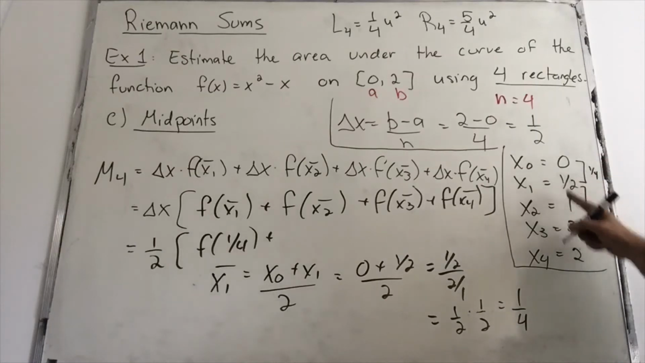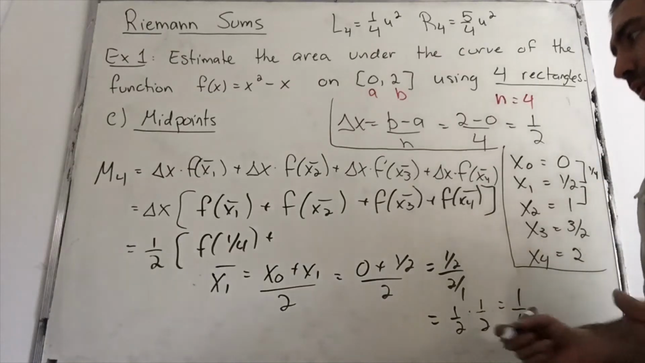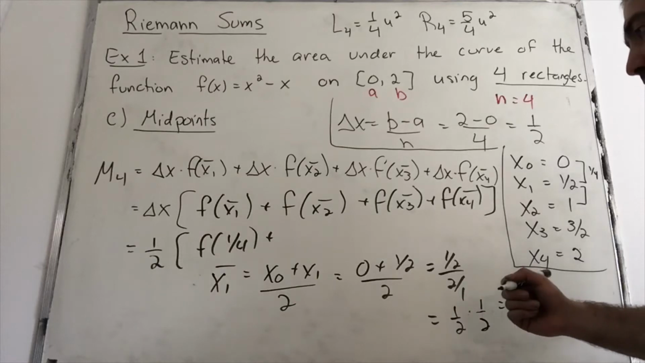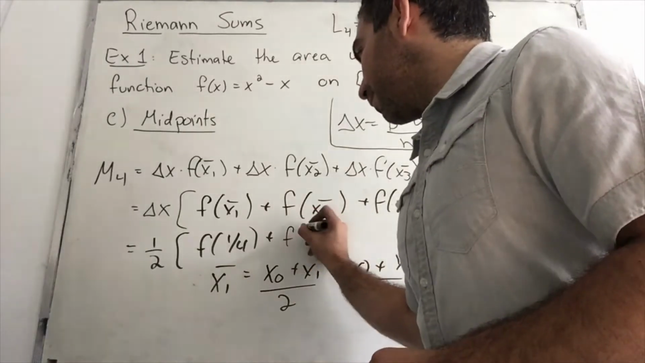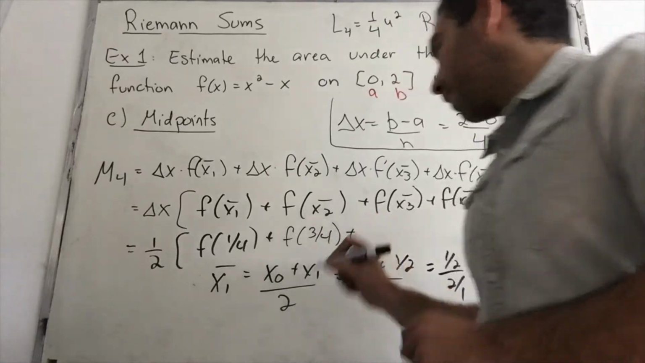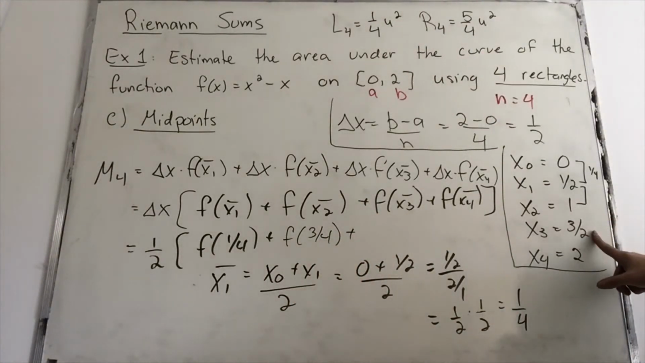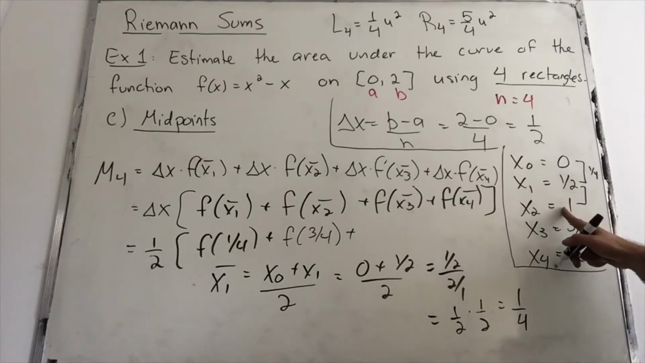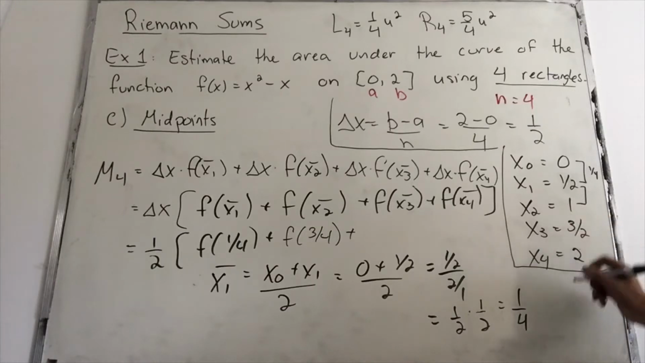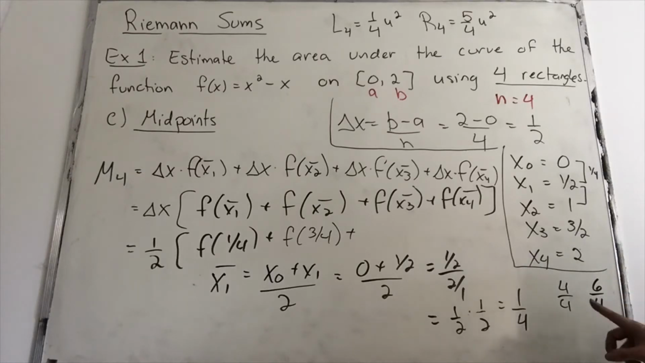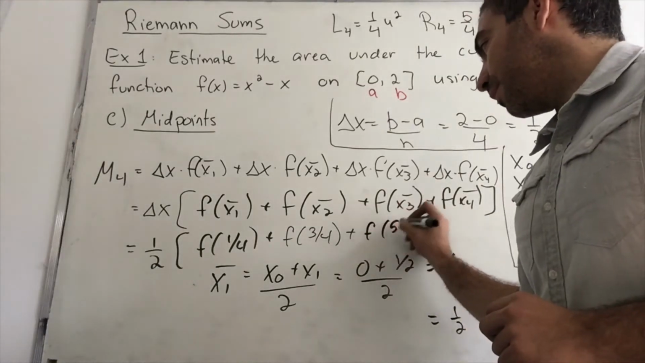The next two: what's between a half and 1? Well, that's just 3 quarters, so we have f of 3 quarters. If you're not sure about that, then use the formula and solve for it. And what's between 1 and 3 halves? Maybe it's easier to think of it in terms of 4. If you think of 1 as 4 over 4 and 3 over 2 as 6 over 4, it's easier to catch that in between it's 5 over 4.